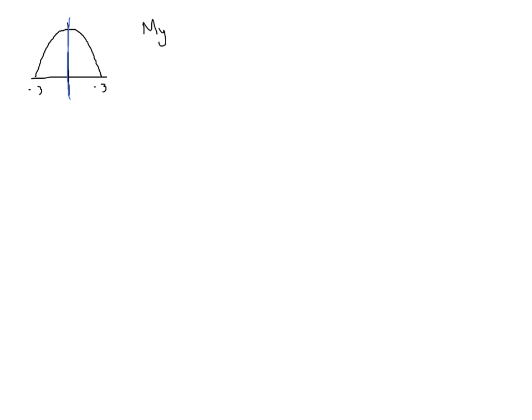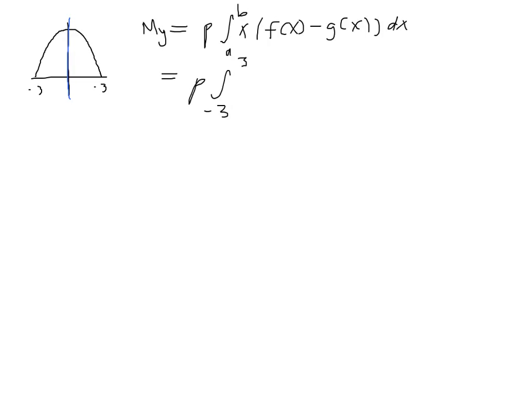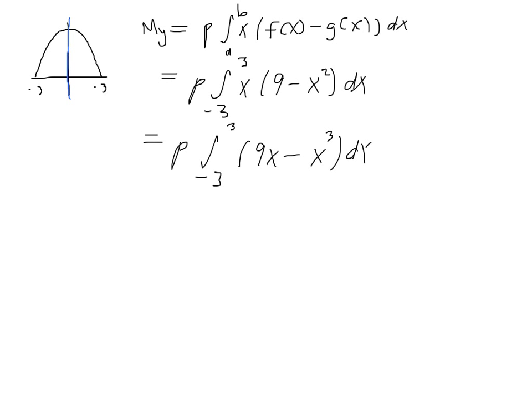So the formula for the moment about the y-axis is rho times the integral from a to b, x times f of x minus g of x dx. Or that is rho times the integral from -3 to 3 of x times 9 minus x squared dx. Or rho times the integral from -3 to 3 of 9x minus x cubed dx.